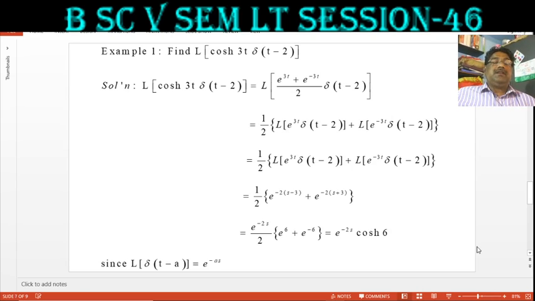Now we will take example number 2. Find L of cos hyperbolic 3t delta of t minus 2. We know that cos hyperbolic 3t is e raised to 3t plus e raised to minus 3t divided by 2. That is 1 by 2, we can take it outside, and write it as L of e raised to 3t delta of t minus 2 plus L of e raised to minus 3t delta of t minus 2. Now 1 by 2 as it is, L of the first bracket plus L of the second bracket.